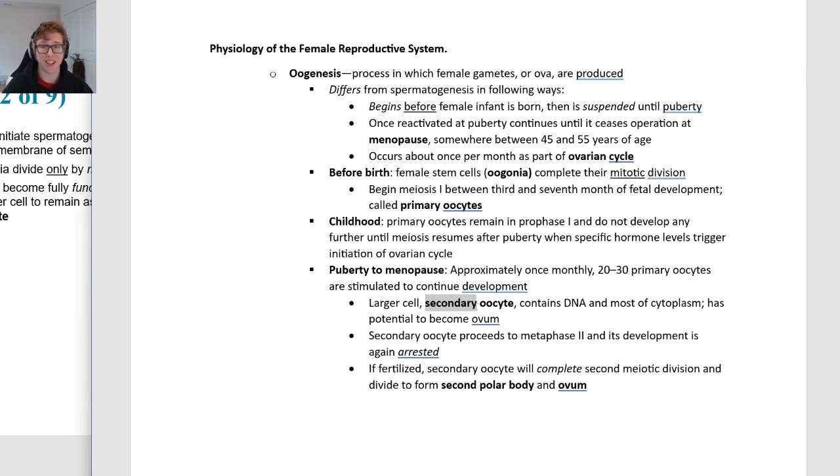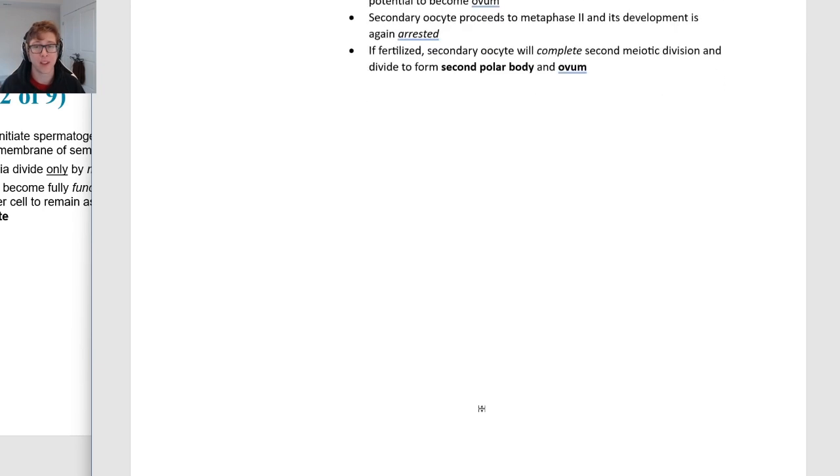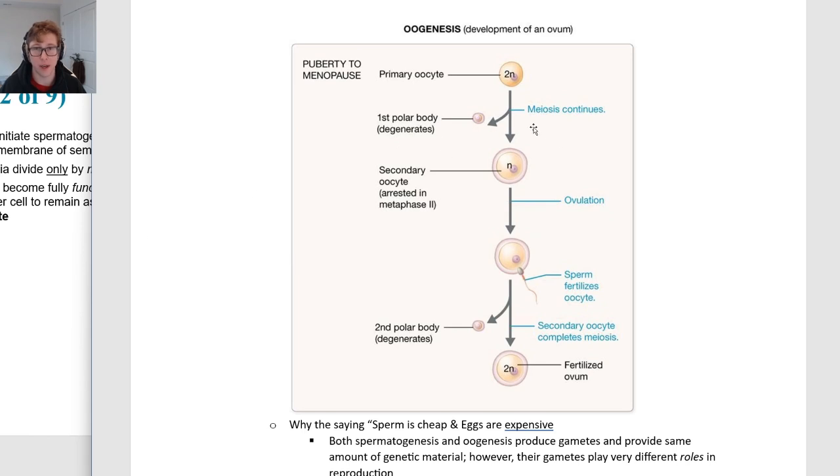A larger cell, the secondary oocyte, contains DNA and most of the cytoplasm, and has the potential to become an ovum. So, every month, about 20 to 30 primary oocytes are tapped to continue development. Secondary oocytes are starting to form, and these potentially can become the ovum. The secondary oocyte proceeds to metaphase 2, and the development is again arrested. If fertilized, the secondary oocyte will complete its second meiotic division and then divide to form a second polar body and an ovum.